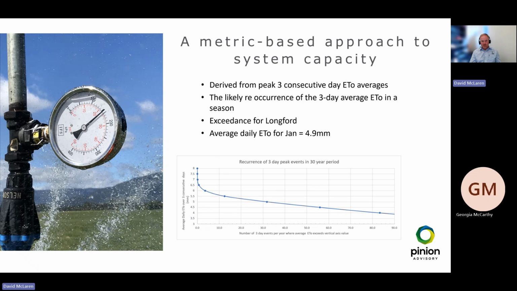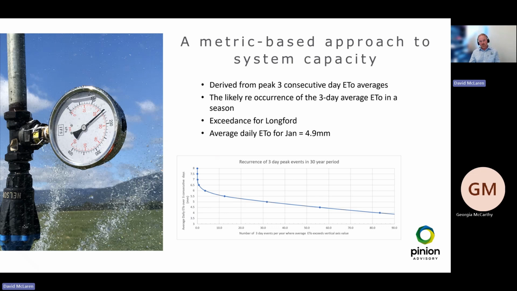So in this graph here, we've got the exceedance for Longford. The average daily ETO for January was 4.9 mils a day. But looking at this graph, you can see that if the ETO is 4 mils a day, it's heavily exceeded. Down here on the x-axis, you've got the number of 3-day events per year, and on the vertical axis, we've got the average daily ETO over 3 consecutive days. So basically, once you get to 6.5 to 7 mil, it's very rarely exceeded.